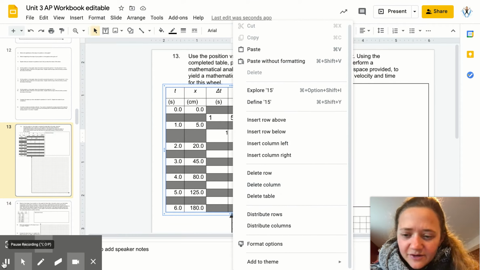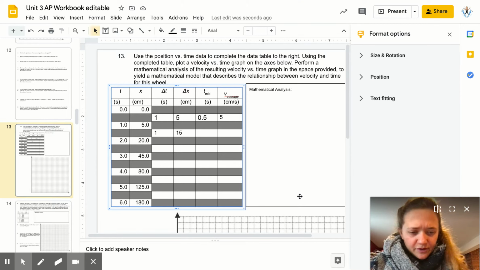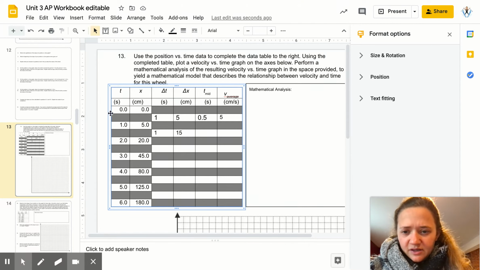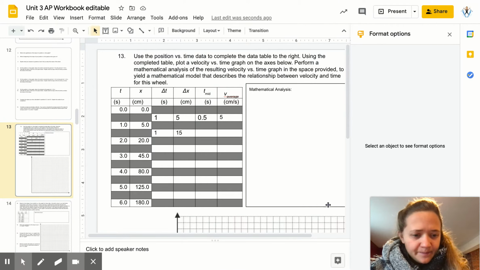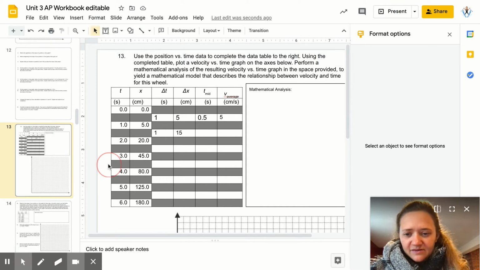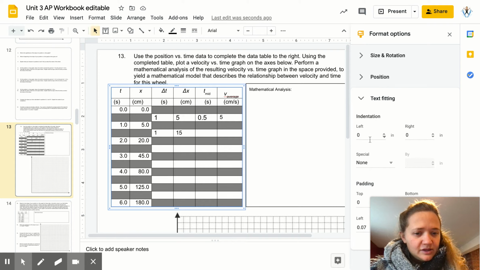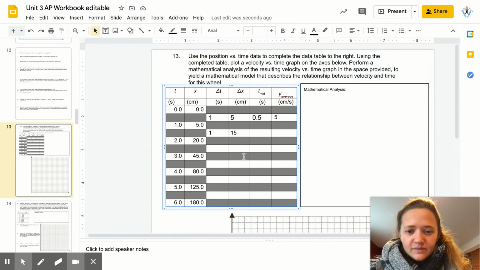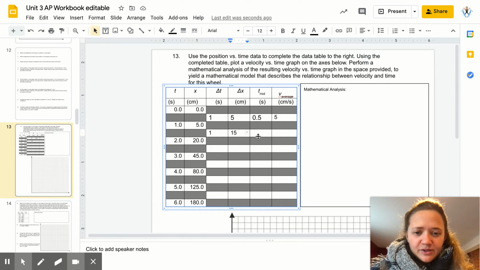Let me pause the video to figure out this formatting issue. If you have this problem on your table, you have to click on the table and hit format options, text fitting. And then in the text fitting, you want your left indentation to be 0. Okay, so 20 minus 5 gives us a change in position of 15 centimeters.